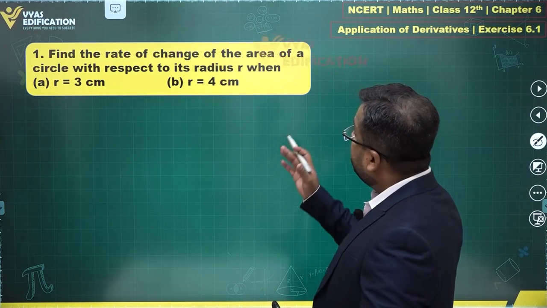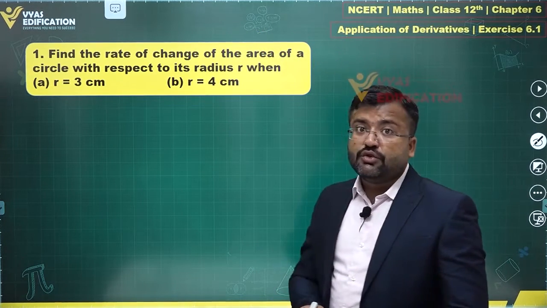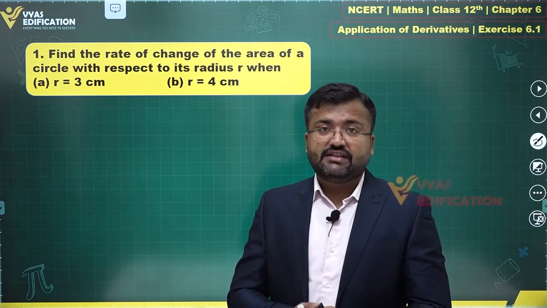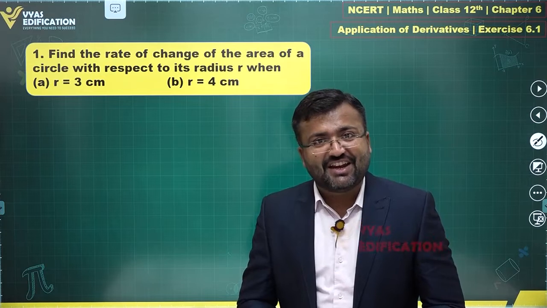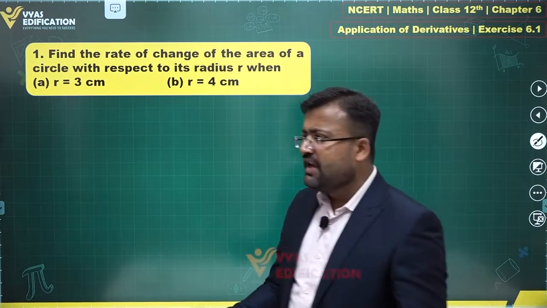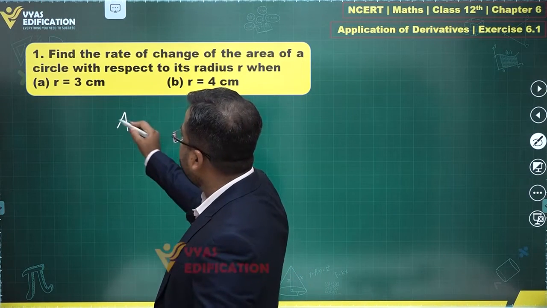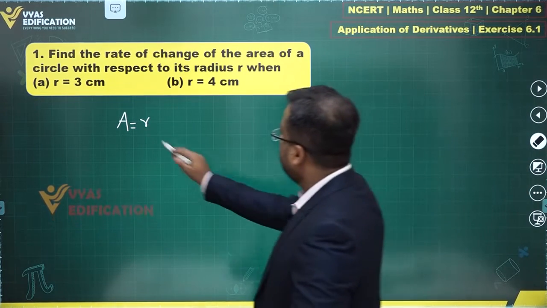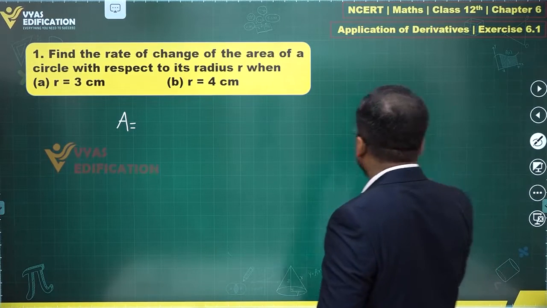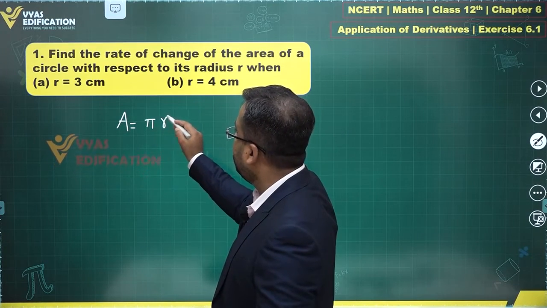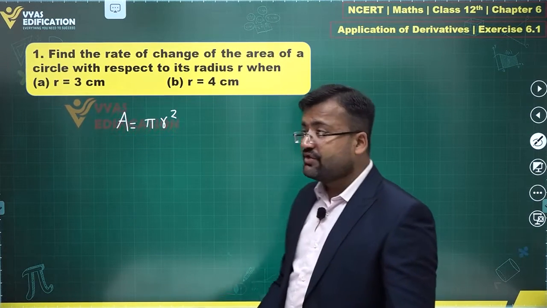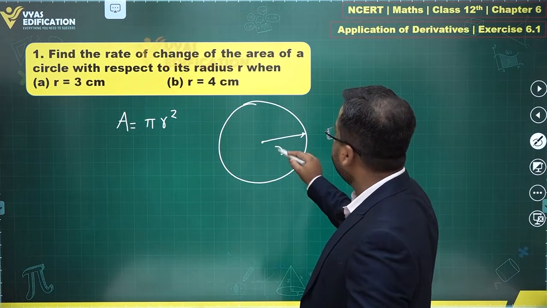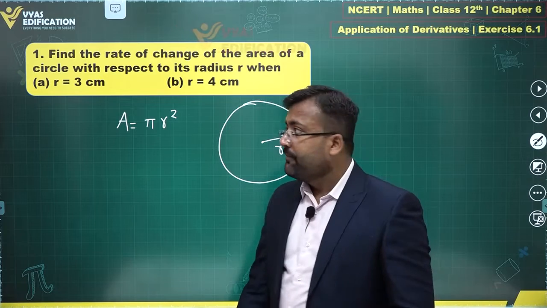We are supposed to find the rate of change of area of a circle with respect to its radius. Now, it is assumed that you will be aware of certain things. That is, you should be aware of what is the area of a circle in terms of radius. So, the area of a circle will be equal to pi r square, where r is the radius of the circle. This is the area of the circle having radius r.